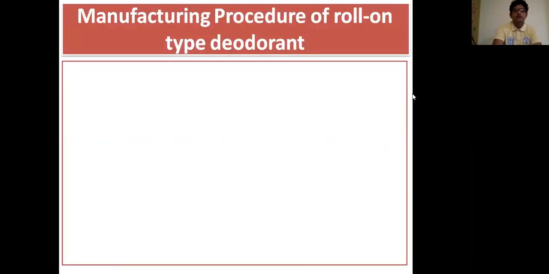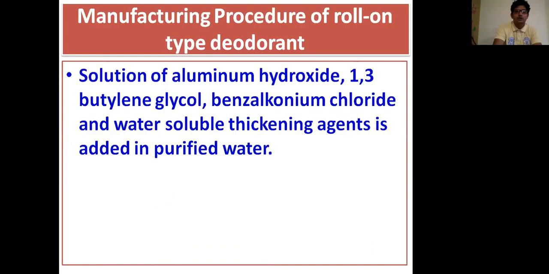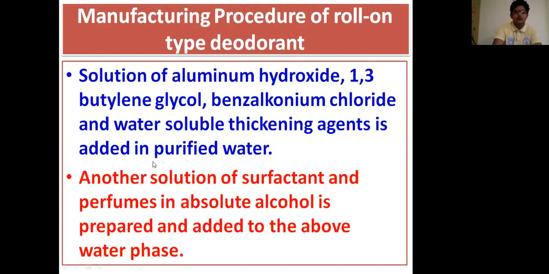Next we will see the manufacturing procedure of roll-on type deodorant. Here a representative procedure is shown for preparation of roll-on type deodorant. A solution of aluminum hydroxide, 1,3-butylene glycol, benzalkonium chloride and water soluble thickening agent is added in purified water. Another solution of surfactant and perfume in absolute alcohol is prepared and added to the above water phase.